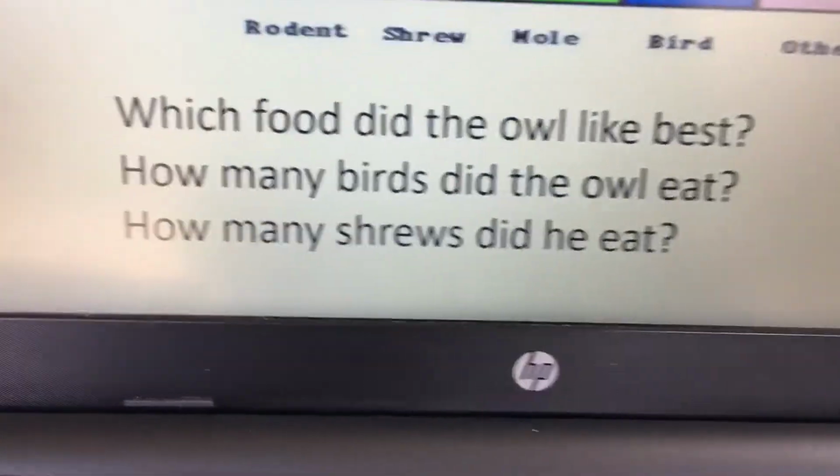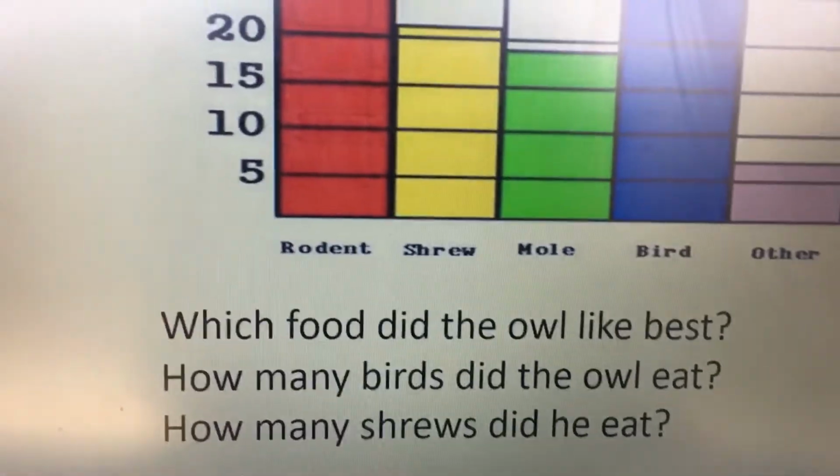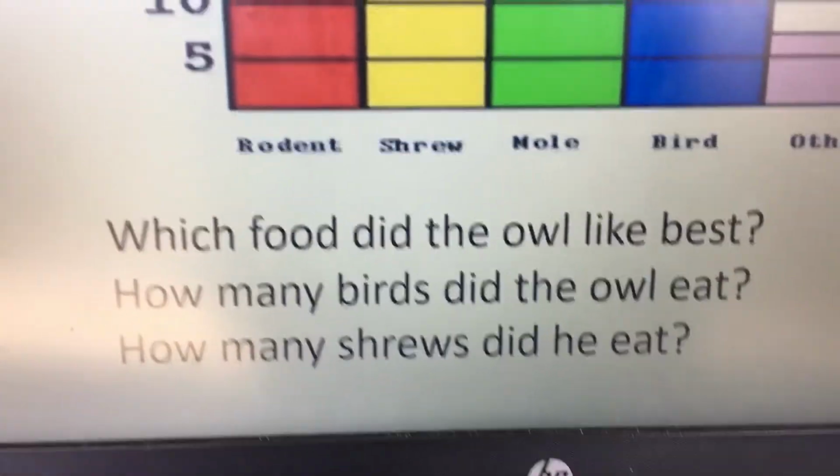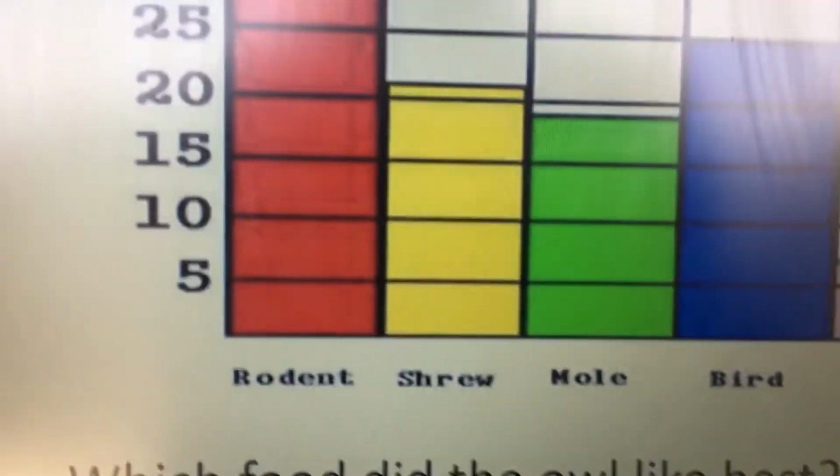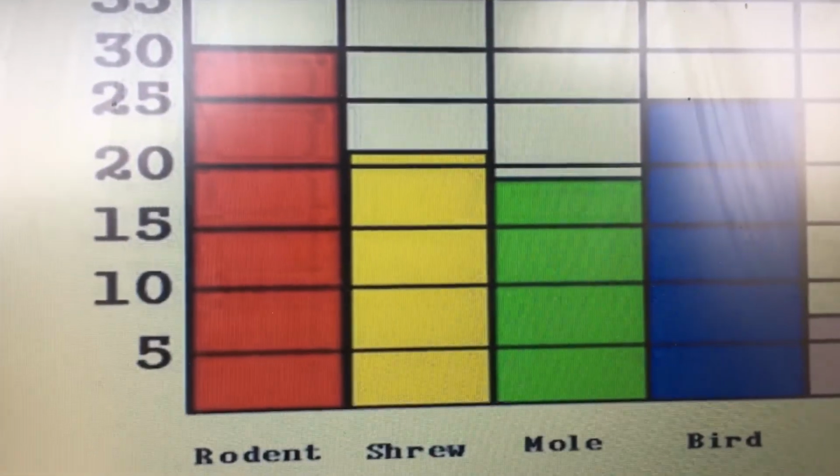Third question, which is the trickiest one, so have a look. How many shrews did the owl eat? Okay, how many shrews? So I'm going to zoom in at shrews and try and hold my hand still so you can see.